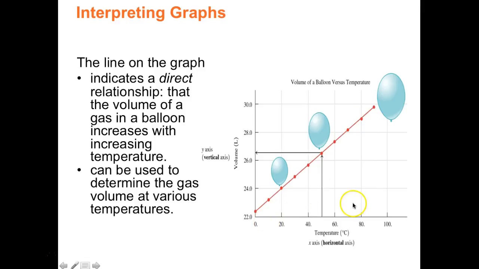And as I said before, because the major markings are at such high intervals, you can put in smaller markings in order to get an in-between temperature or an in-between volume.